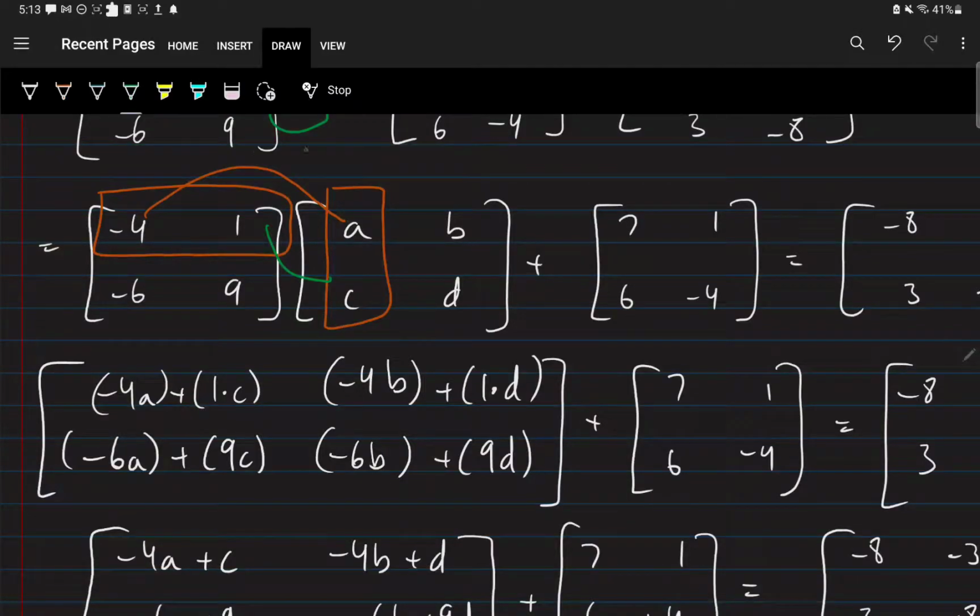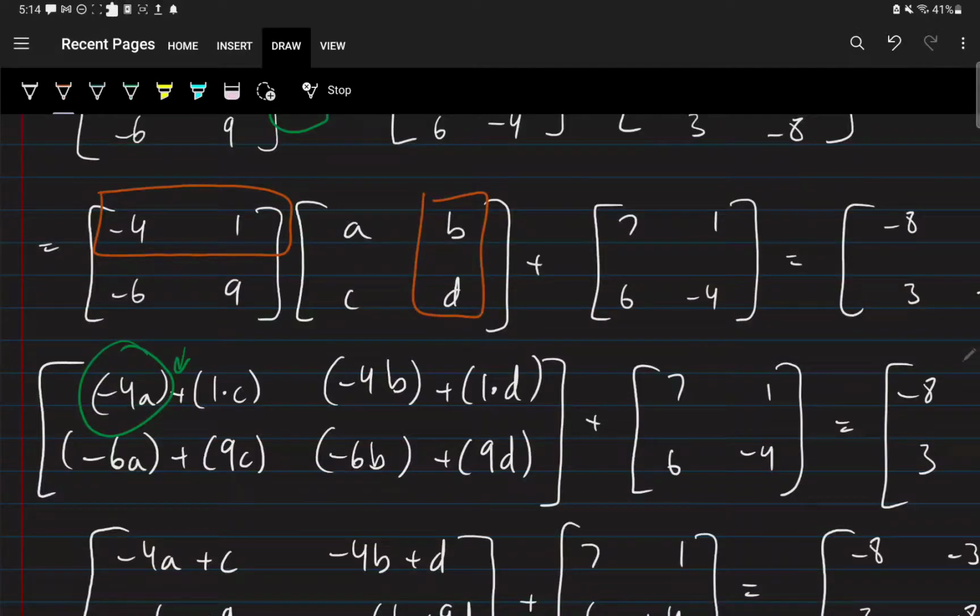So I have, again, negative 4A. I'm going to add that with 1 times C. So I'm taking the elements of this row and multiplying them by the elements of this column and then adding. And once I have done that one, I will then do this column over here. And that gives me the results over here. So I have now negative 4 times B, and then I'm going to add that with, here's that plus sign, plus 1 times D. So I have 1 times D here.